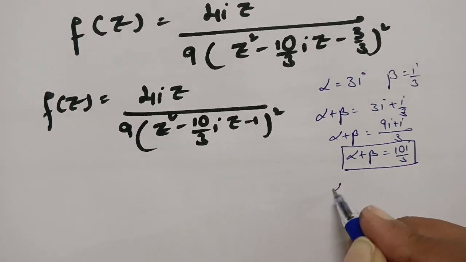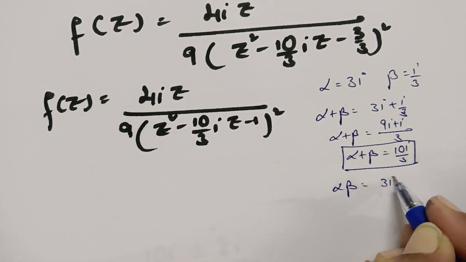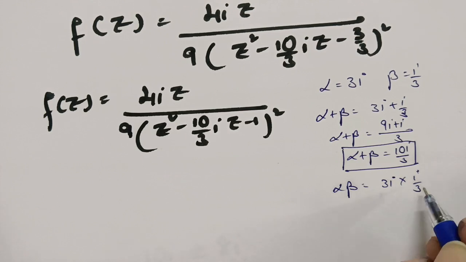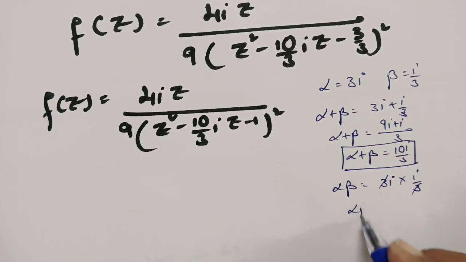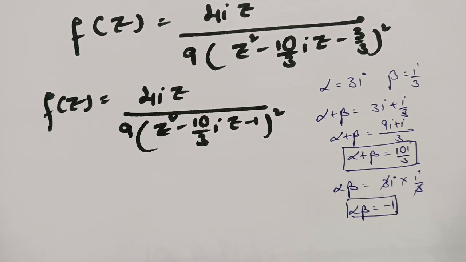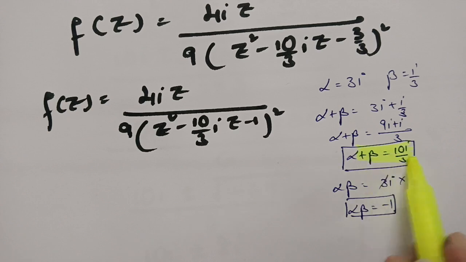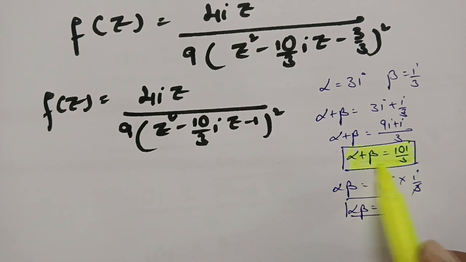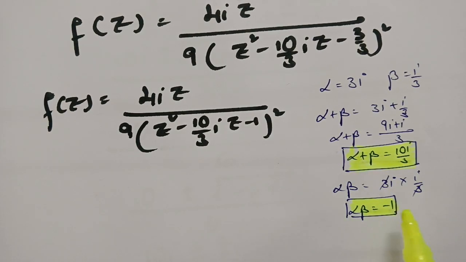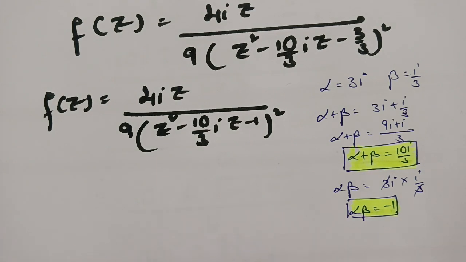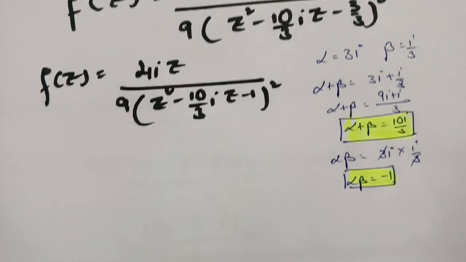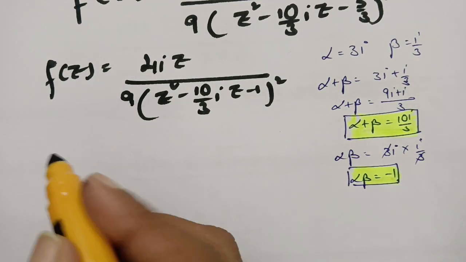And if I multiply these two, alpha and beta, this is 3i into i by 3. The 3s got cancelled, and this is i square, and i square value is minus 1. So I got the value of alpha plus beta as 10i by 3, and alpha beta value is minus 1. So here, in place of 10 by 3, I am keeping alpha plus beta.